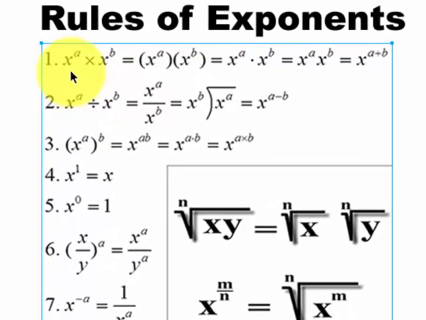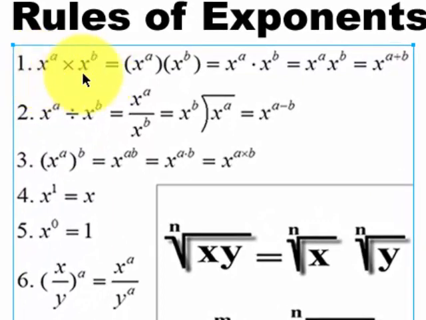So when you have two numbers that are the same base and you multiply them, you add their exponents, okay? And that's the key, is the bases have to be the same all the time. So if you have two numbers where the bases are the same and you divide them, you subtract their exponents. So when you raise one exponent by another exponent, you multiply those exponents.